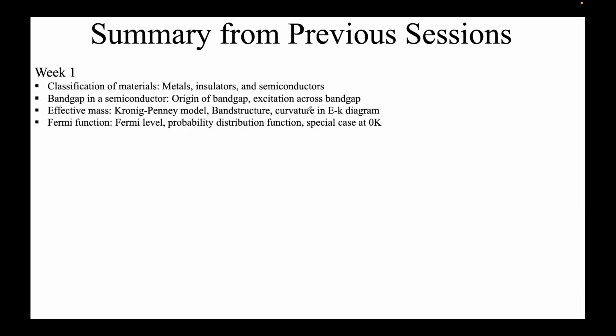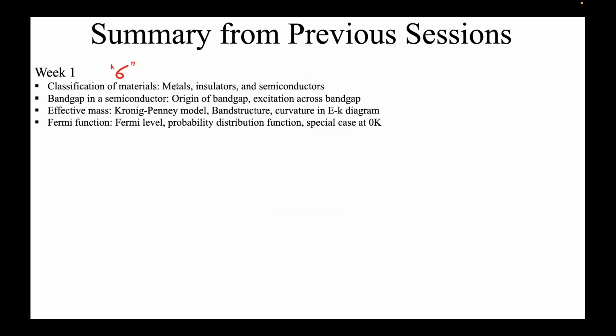Quick summary from the previous sessions. Firstly, we talked about the classification of materials in terms of their electrical conductivity, which we gave in terms of sigma. We saw what are metals, which have high electrical conductivity, insulators, which have low. Semiconductors have somewhere in between. However, a very unique property of the semiconductors we saw was that their conductivity was tunable.